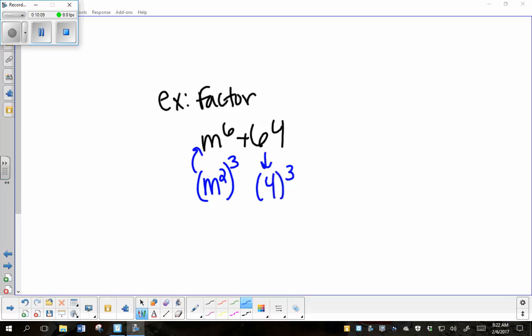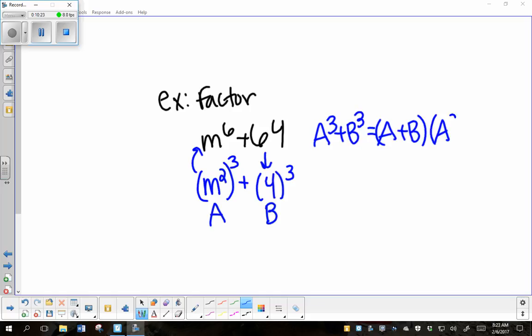That's the same thing. So this is a sum of cubes. It's m squared, that's my a, cubed, plus 4, that's my b, cubed. So here's my formula. If I have a cubed plus b cubed, it factors into a plus b times a squared minus ab plus b squared. That's what we've got to memorize. That's from that first green box.